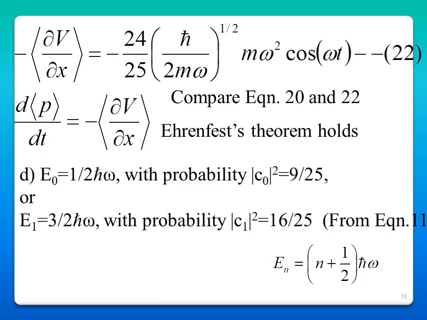Next, when n is equal to 0, we can get E naught is equal to half h cross omega. When n is equal to 1, we can get E1 is equal to 3 by 2 h cross omega. So the probability is 9 by 25 for E naught, and it is 16 by 25 for E1. You can take it from the equation level.